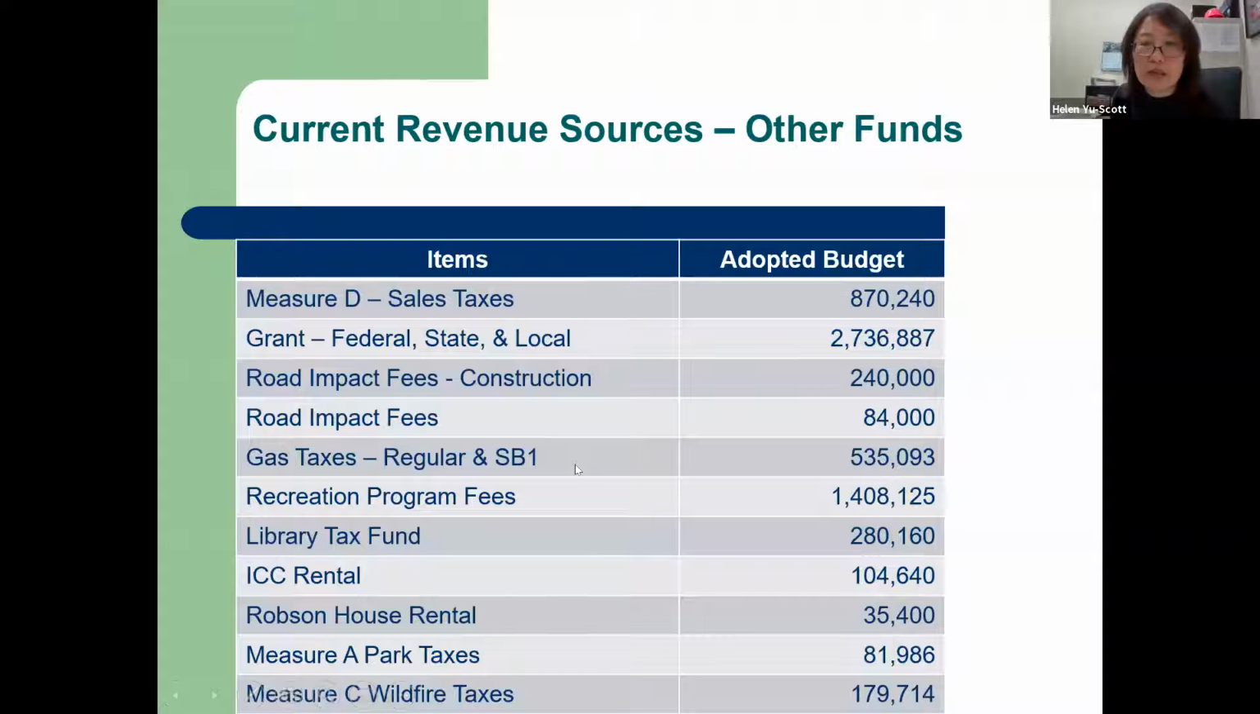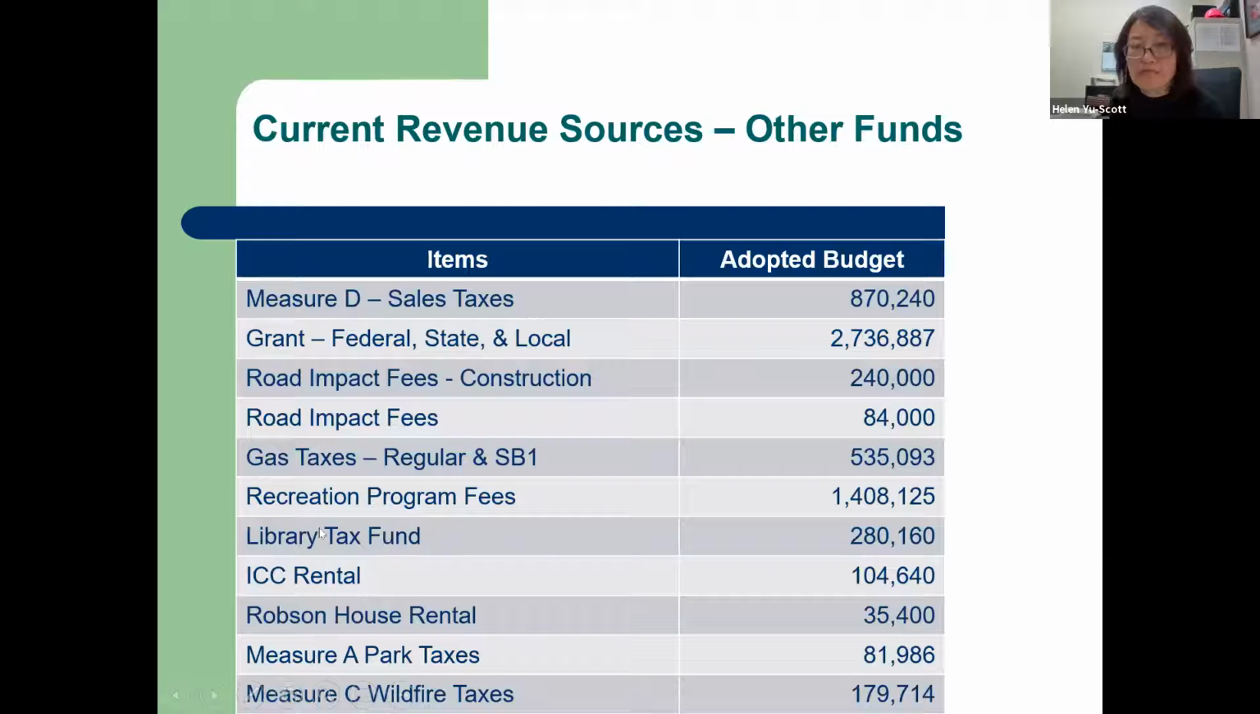The town also receives gas tax. There are two pieces of them. One is regular gas tax, and the other one, a couple of years ago, they have this SB1 funding for us. On average, we collect almost $500,000 for road, street related projects.